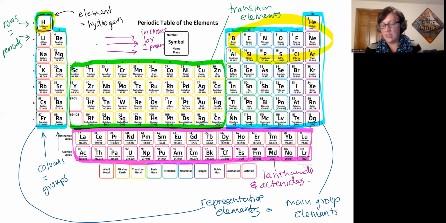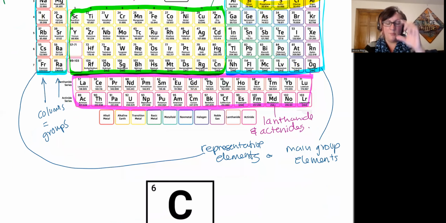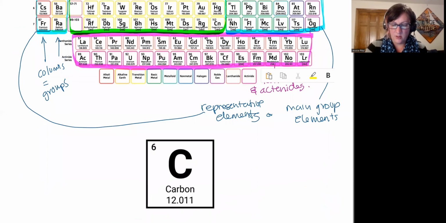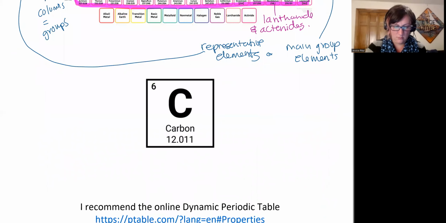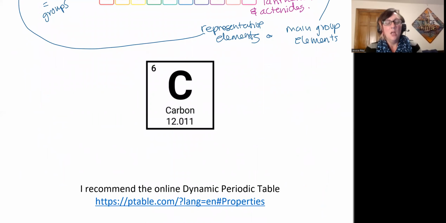Next, we're going to look at each of the individual boxes in the periodic table, what these look like. So I've increased one. Here's carbon. So basically I took the little box from the periodic table of carbon and blew it up here. So this is what most periodic tables look like. And so let's break down what we're seeing here.